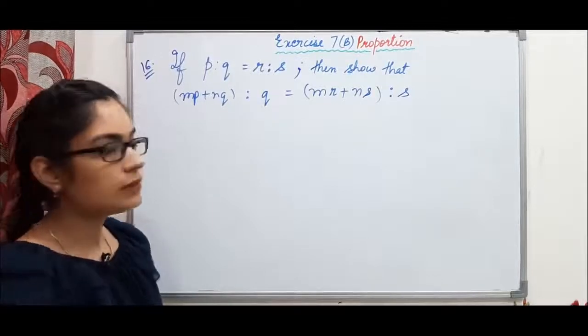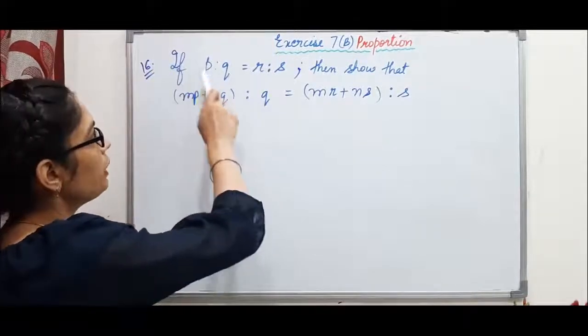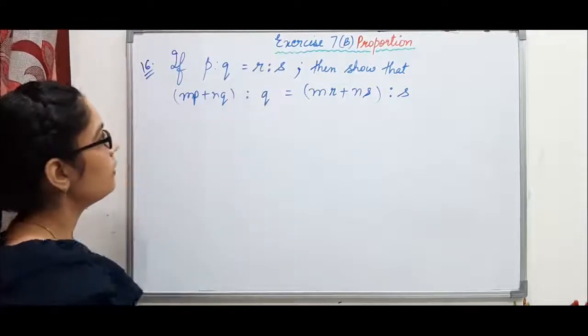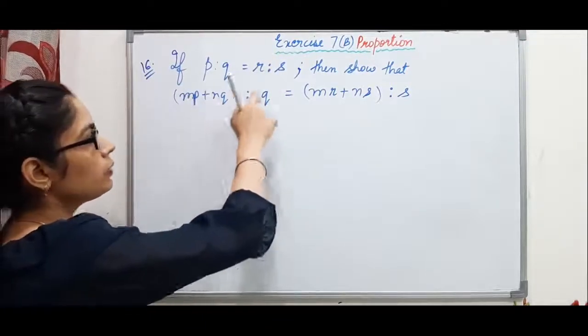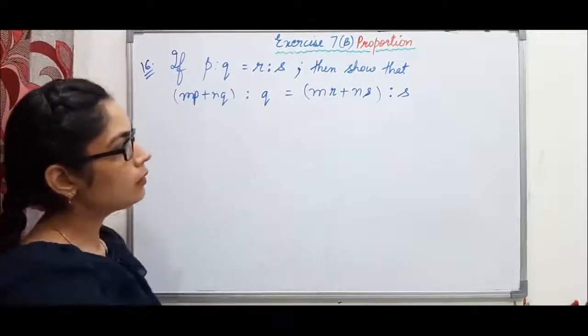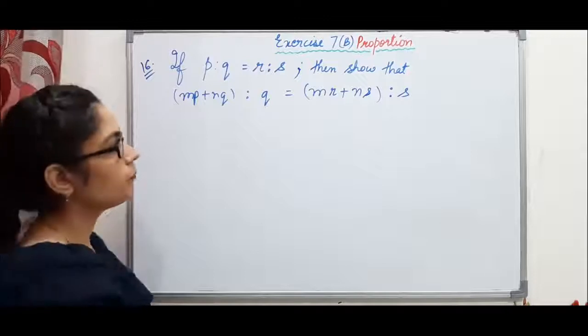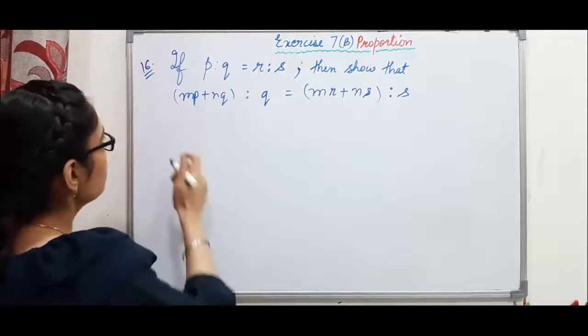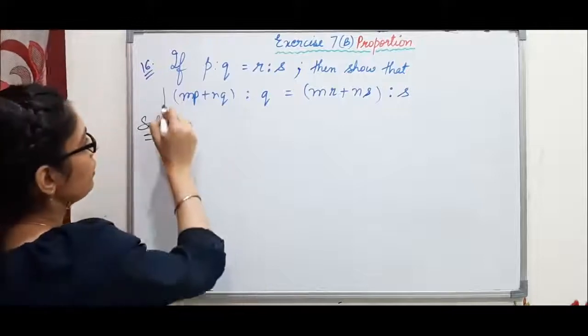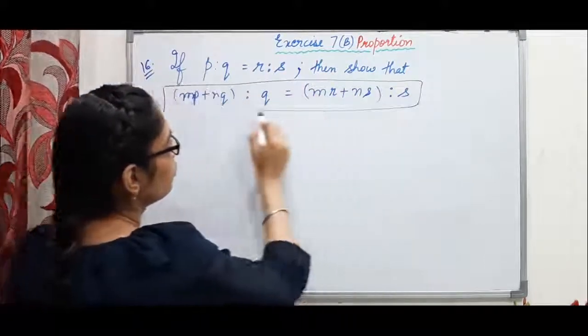In question number 16, it's given if p is to q is equal to r is to s, then show that mp plus nq is to q is equal to mr plus ns is to s. So what is given to us? We have to use that only to reach here. This means this thing we have to show.